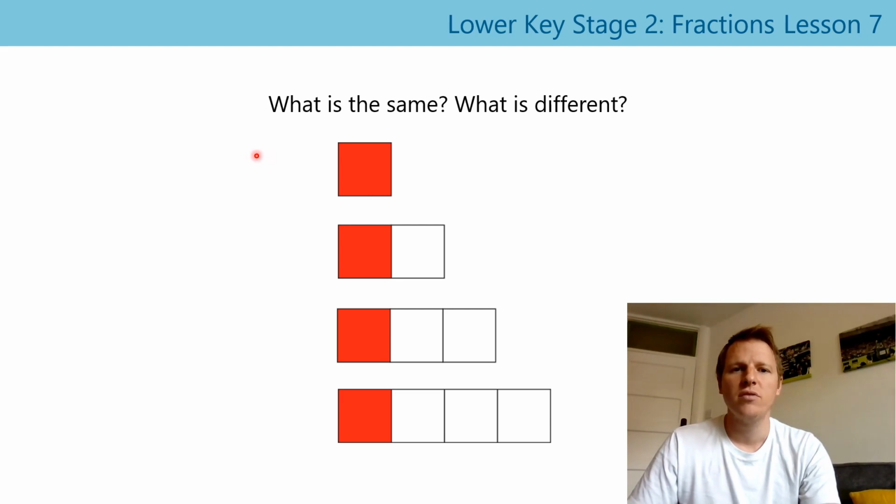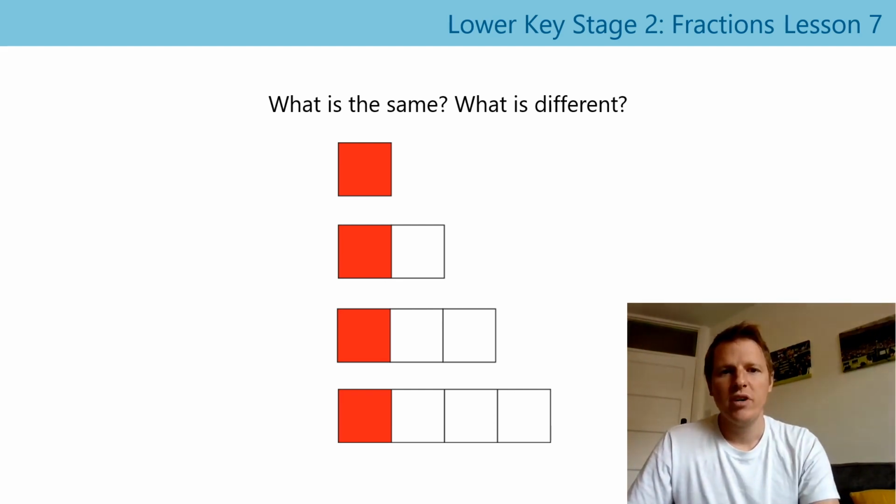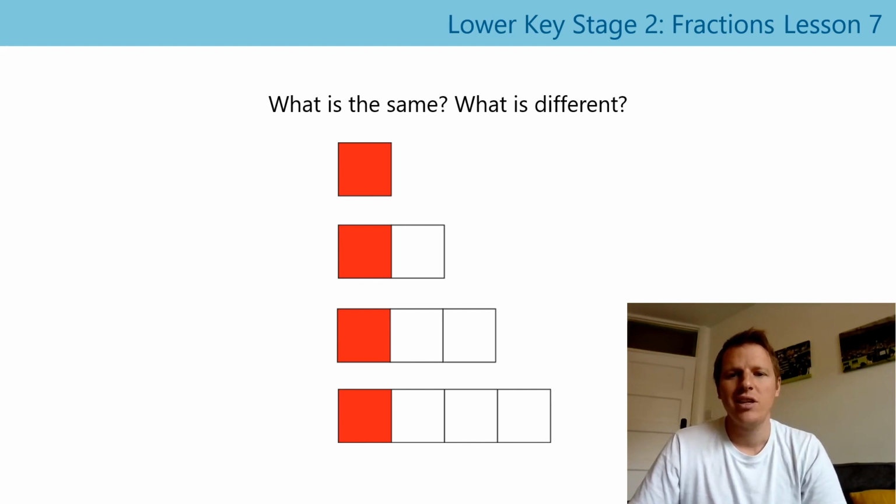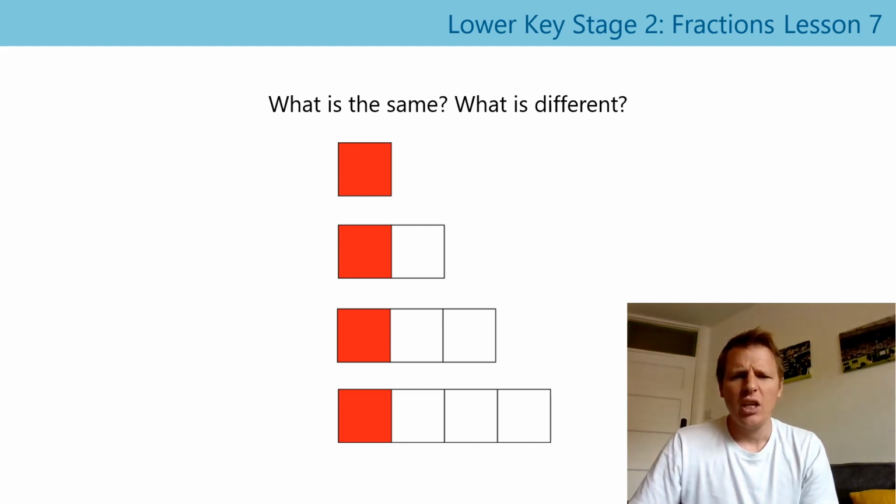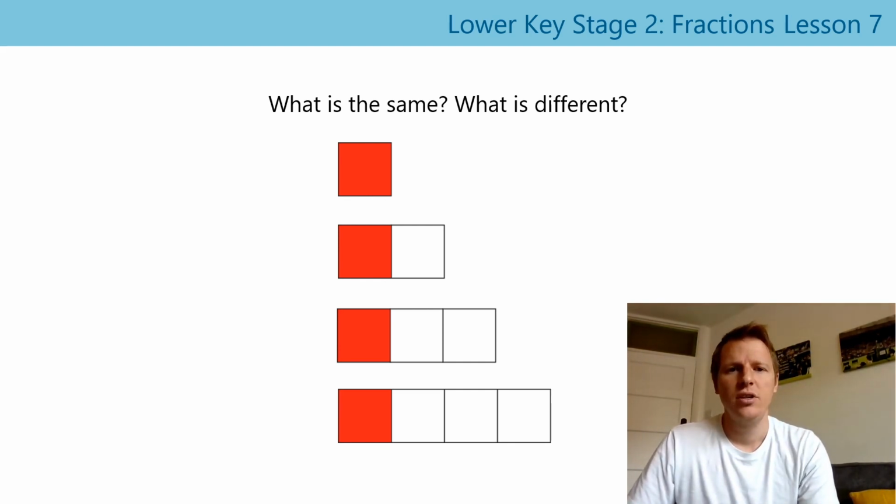Now, some of you might have noticed in each image there is a red square. That is the same in each of the 4 images. In this image there's 1 red square, in this image there's 1, in this there's 1, and in the final one there's 1. So the thing that is the same is one part is red in each image. Does the whole stay the same in each image? No. In the first image, the whole is only 1 square, and that 1 square is red.